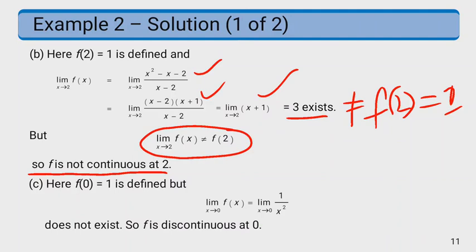And then number C, the limit of the function, you can see here as we approach 0 from the left or from the right, you end up with an infinity, which is completely different from 1. Again, we conclude that f is discontinuous at the point x equals 0 in this case.